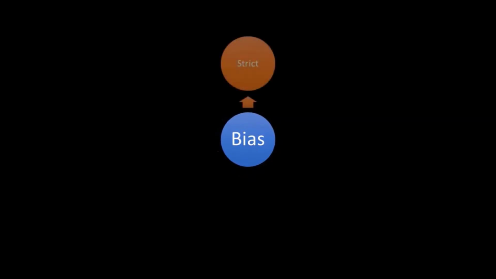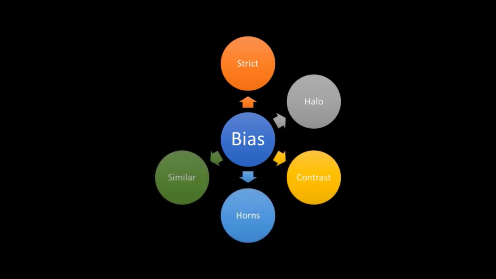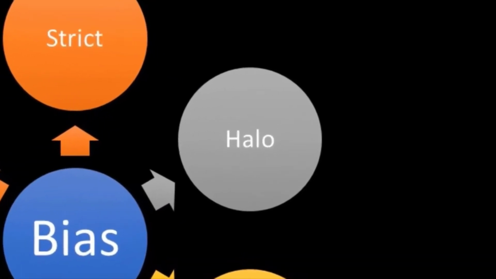First, there is strictness or severity, halo effect, contrast, horns, similar or similarity, and leniency. Let's take a look at these one by one by starting with the halo effect. The halo effect results when you have an outsized opinion of somebody based on some sort of positive trait, and then using that positive trait to excuse other behavior and or actions that may seem contrary to this opinion.